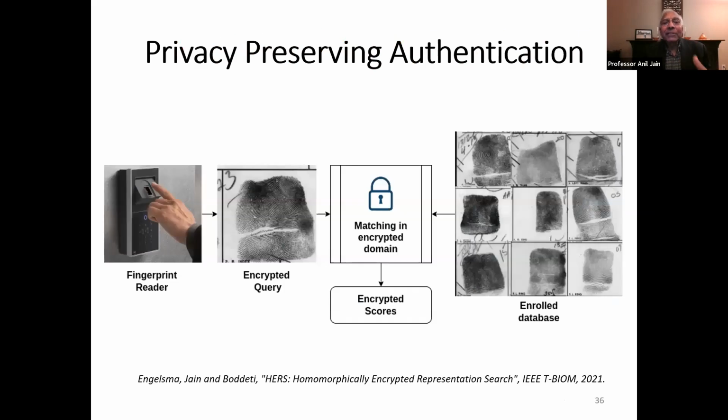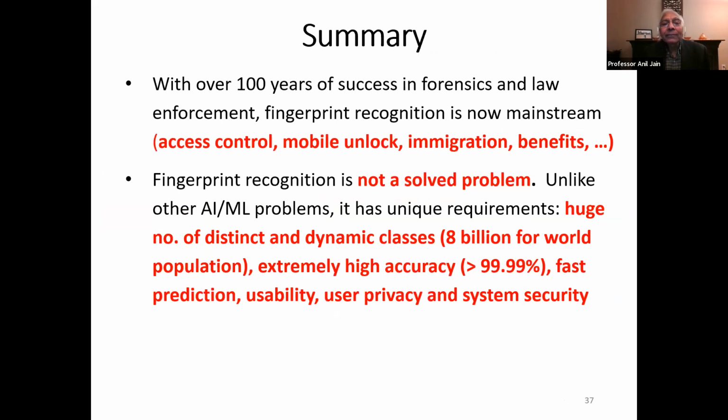I think let's just skip this and move to the next slide. So in summary, with over 100 years of success in forensics and law enforcement, fingerprint recognition is now mainstream. We use it in access control, mobile unlock, immigration, and benefits distribution. Fingerprint recognition is not a solved problem.